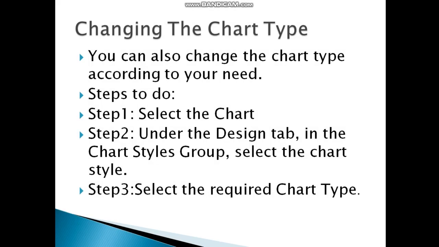Next, changing the chart type. Now you want to change the type of the chart. Suppose you chose a line chart, but you want to add more, or you want to change the style. You can do the same. First step, select the chart. Second, go under the design tab, where there is a chart styles group, and then select the chart style. And step 3, whatever style or type you want, you can select it. So we did these things.